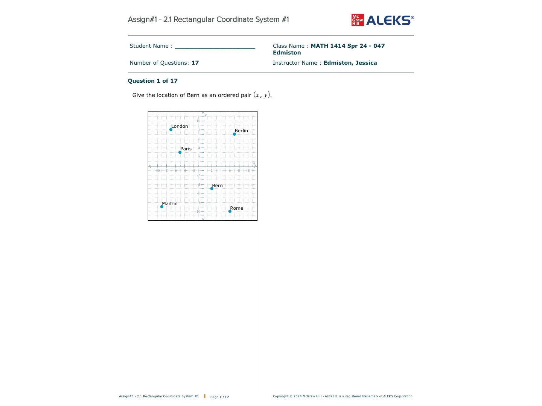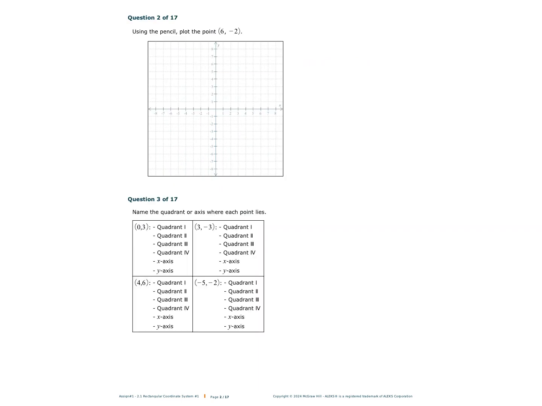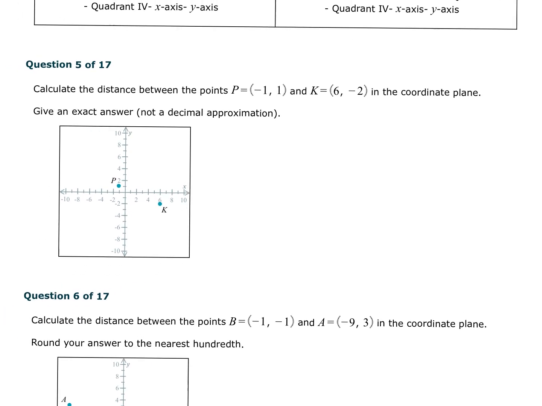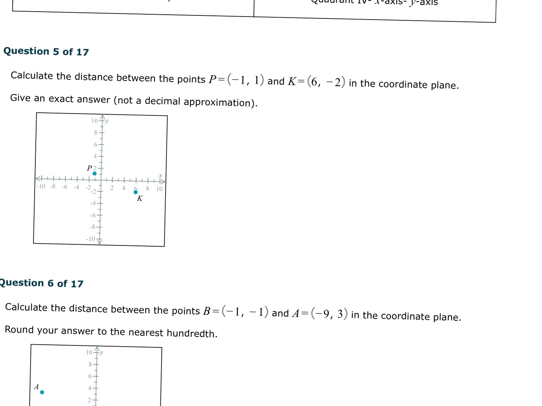I'm going to go ahead and go to some of your homework problems. I like to always try to do some of these together. So here's number 5. It says, calculate the distance between the points P, which is (-1, 1), and K, which is (6, -2) in the coordinate plane. Give the exact answer, not a decimal.